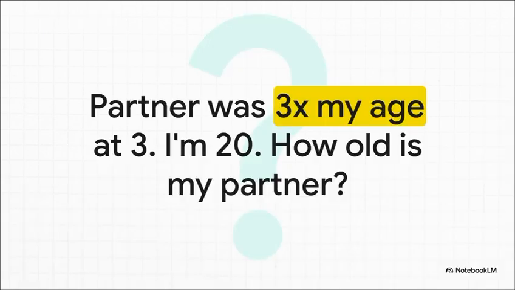So let's kick things off with a classic little logic puzzle you might throw at an AI. It seems pretty straightforward. When I was 3, my partner was 3 times older than me. Okay, so now I'm 20. How old is my partner? Seems simple enough for a super powerful AI, doesn't it?